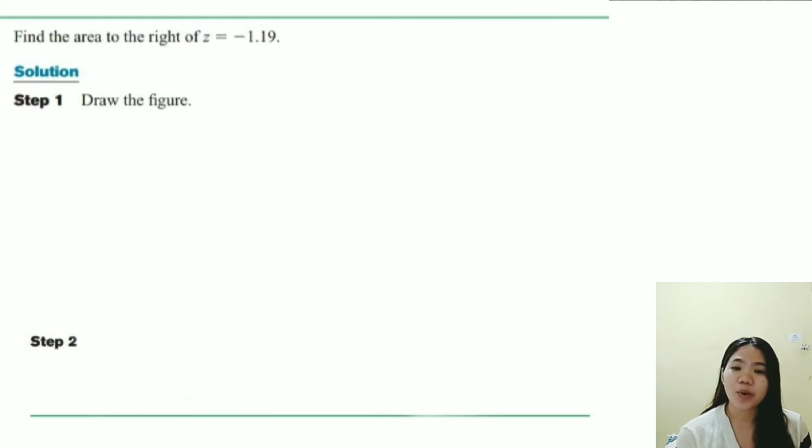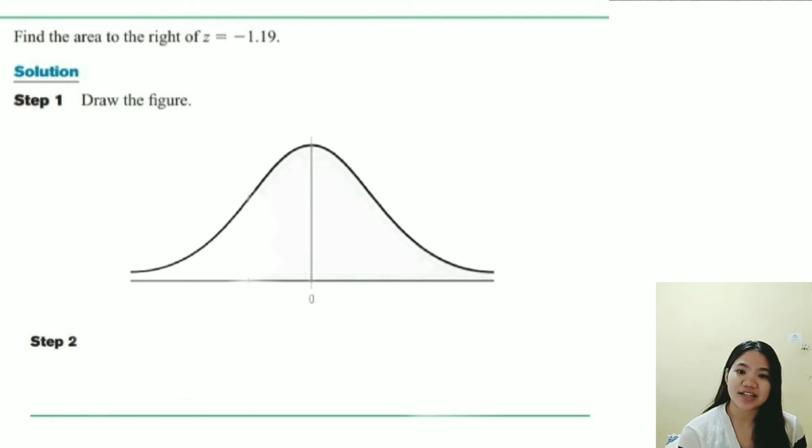So step 1, we are going to draw the figure and shade it. Since it is negative, we are going to put the line that would indicate negative 1.19 on the left side. And now that we have determined the line, we are going to shade the region to the right of negative 1.19.